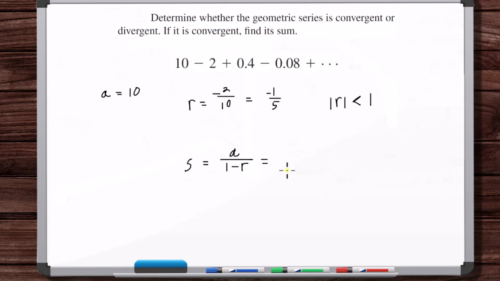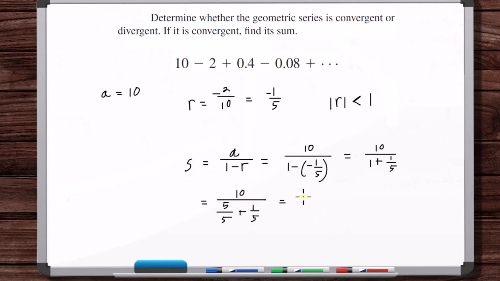It's going to be A over 1 minus r, so 10 over 1 minus negative 1/5. So 1 plus 1/5, which is 5/5 plus 1/5, 6/5. So 10 divided by 6/5 is 25/3. That's what this is equal to.